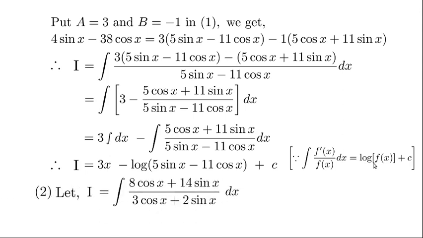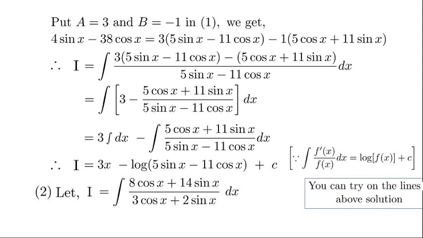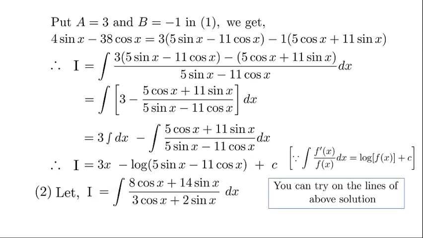And the second one is integration of (8 cos x plus 14 sin x) divided by (3 cos x plus 2 sin x) dx. And of course you can solve this problem on the same lines of the previous one, and you can compare your result. Your answer must be this.